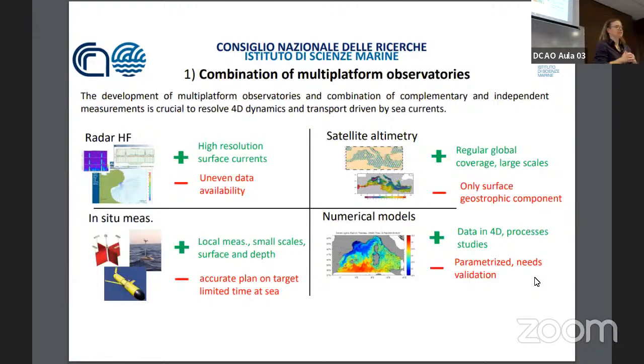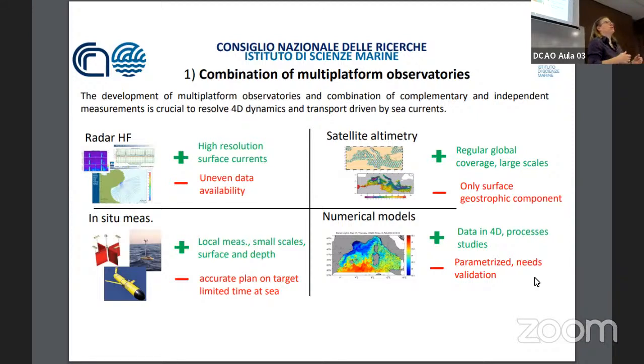I will first address the first point on the combination of multi-platform observatories. Every platform has some peculiarity, and they compensate and complement the peculiarities of other observatories. As an example, we can refer to some remote observations such as the HF radar that measures the surface currents at a very high resolution.